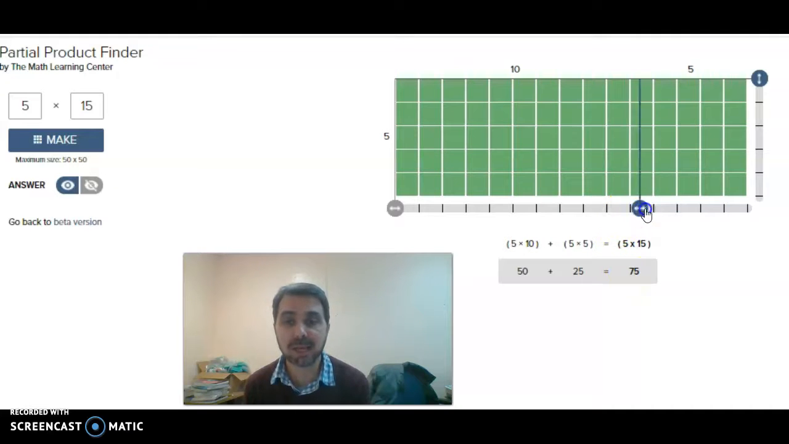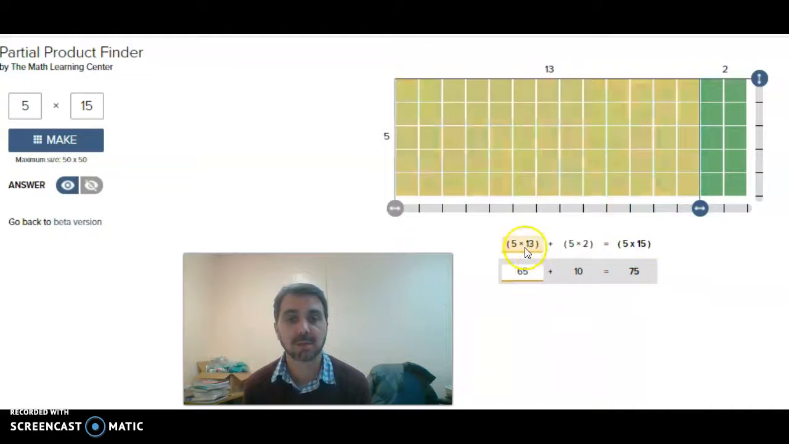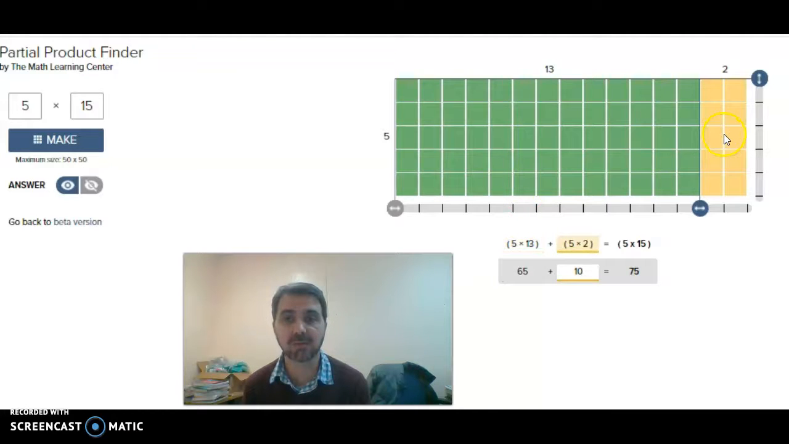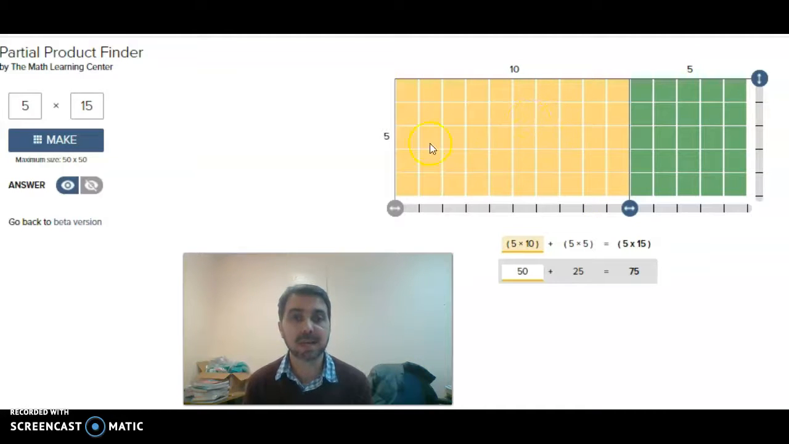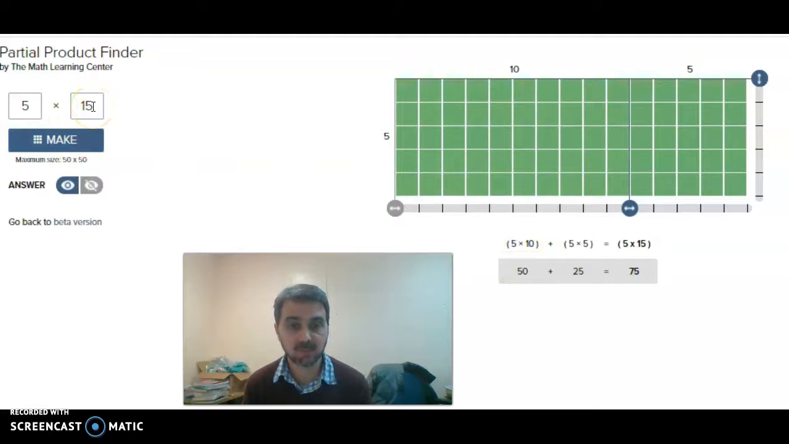Now I can move this thing anywhere I want. I can put it way over here. And this tells me that 5 rows of 13 is 65 plus 5 rows of 2 is 10. It still gives me 75. But here's what I want to say to you, boys and girls. What we are going to be doing is we're going to use expanded notation to split up these rectangles. Say what, Mr. McAndrew? You heard me. So, what I'm saying is, when you have 15, let's go back to my paper over here.